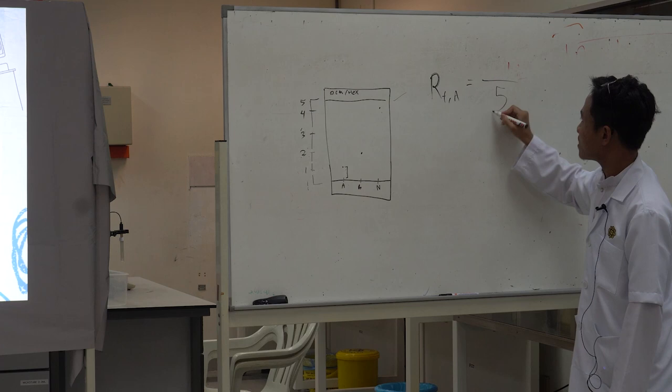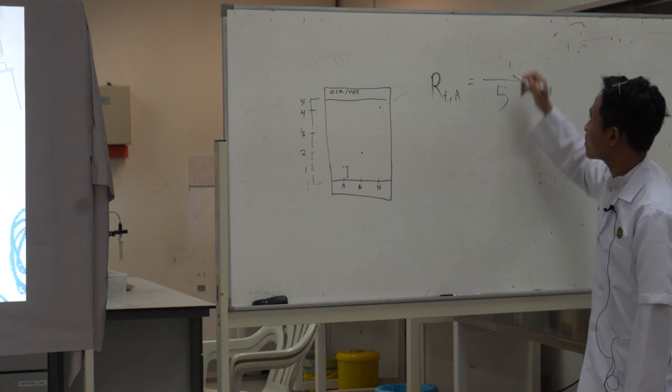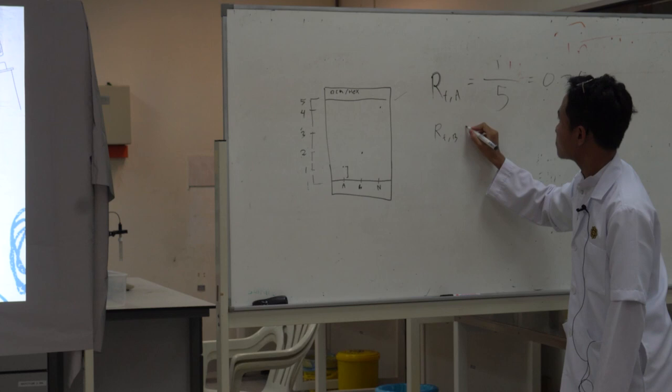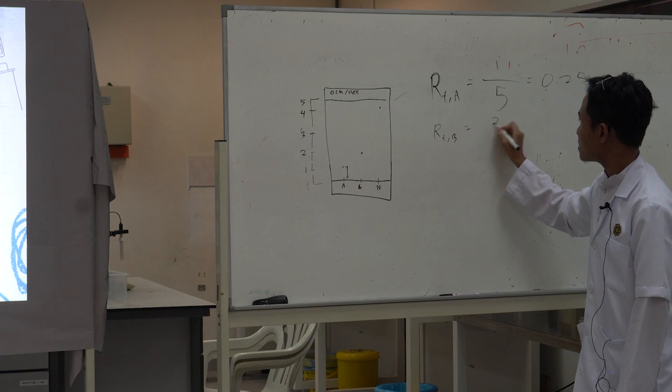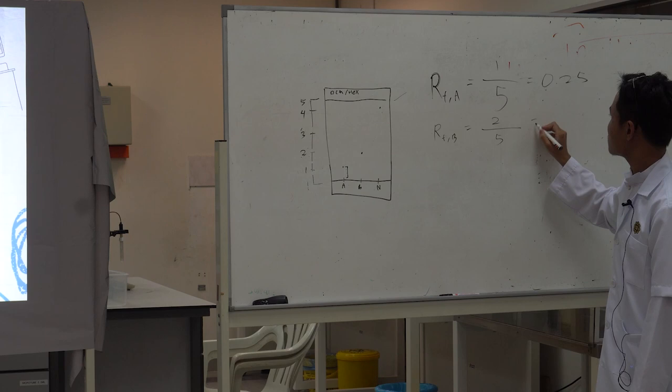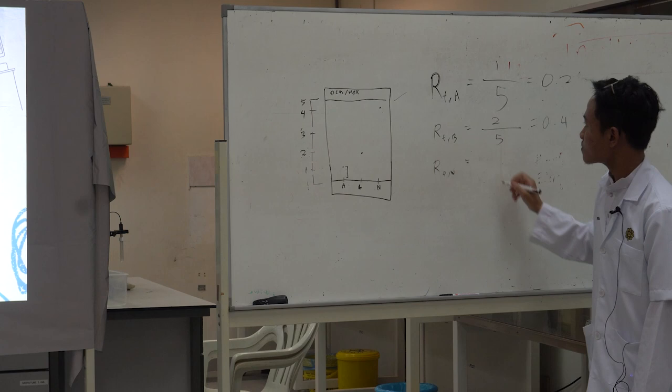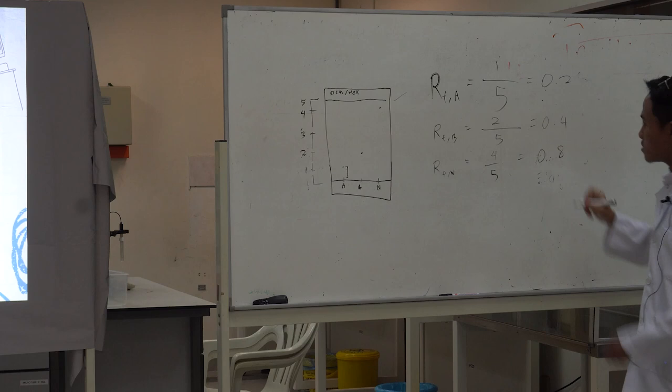First we calculate the acid. The acid is 1 centimeter, so 1 over 5 is 0.25. Next is the base. The base is 2 centimeters from the baseline, so 2 over 5, and we get 0.4. Then the neutral, 4 over 5, which is 0.8. So we can see here that each retardation factor is different.